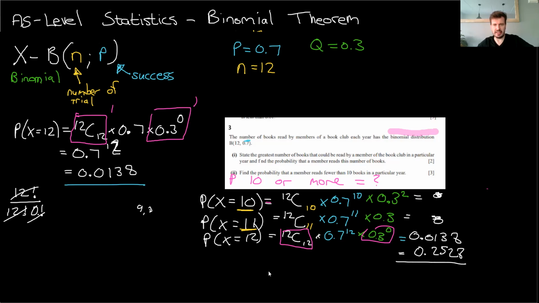A lot of students forget that that is just the probability of being 10 or more, but of course we want fewer than that. So we say the probability is equal to 1 minus 0.2528, which gives us 0.7472, right? Which of course, at AS level, we like 3 significant figures. So 0.747.